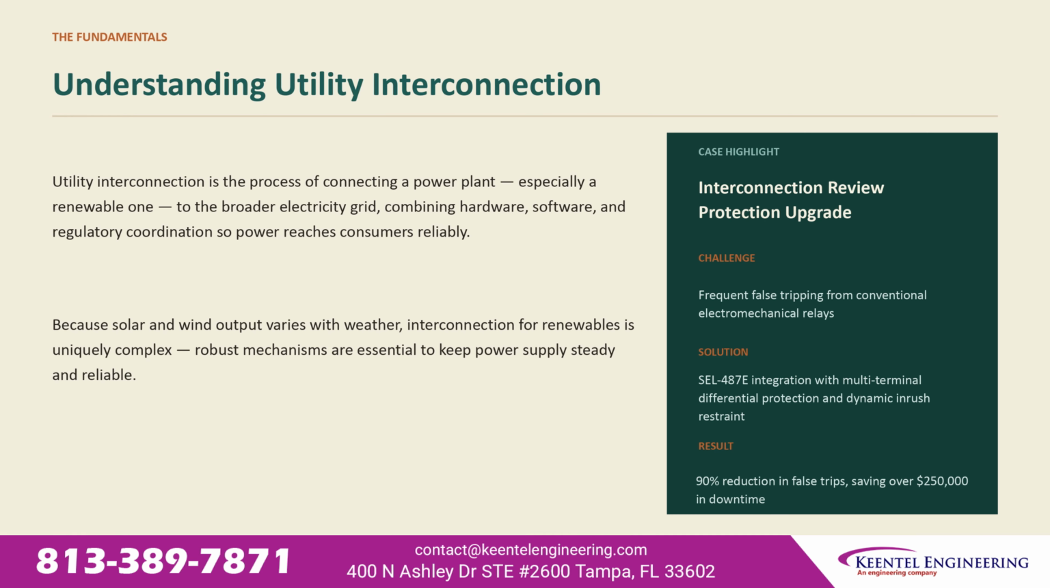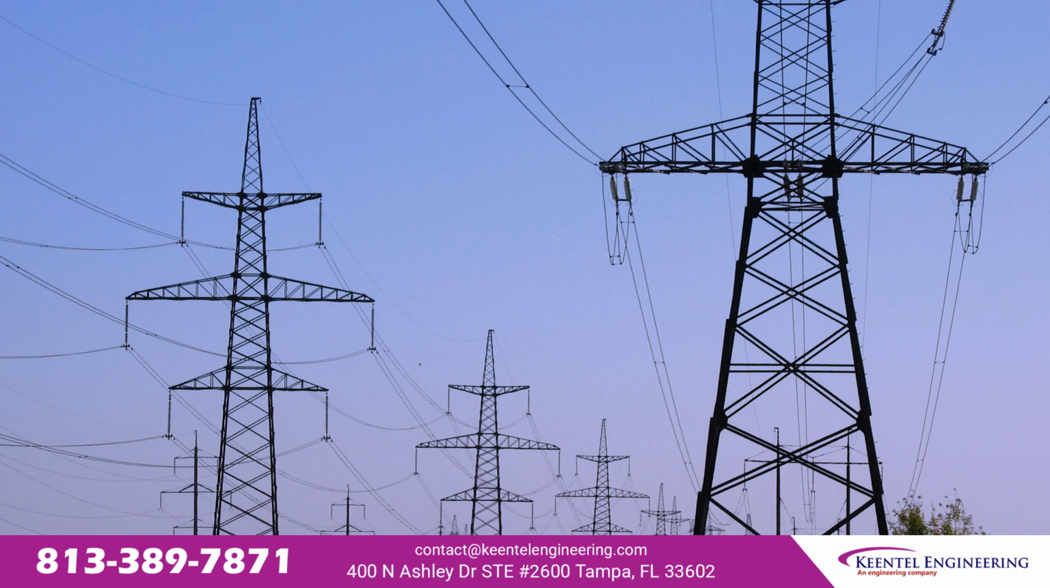Utility interconnection is the process of connecting a power plant, especially a renewable one, to the broader electricity grid, combining hardware, software, and regulatory coordination so power reaches consumers reliably. It's not a single step, it's an ongoing system of engineering and compliance work. Because solar and wind output varies with weather, interconnection for renewables is uniquely complex. Robust mechanisms are essential to keep power supply steady and reliable, even when the underlying generation source is inherently inconsistent.